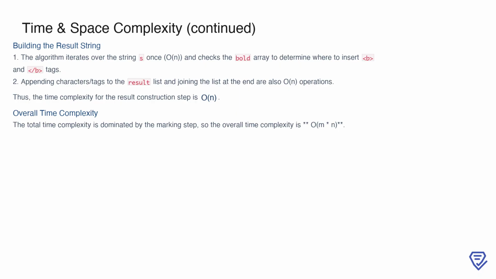Additionally, appending characters and tags to the result list is done in constant time per operation, and joining the list at the end is also an O(n) operation. Therefore, the time complexity for this step is O(n). When we combine the complexities of the marking step and the result construction step, the overall time complexity is dominated by the O(m*n) marking process. This gives the total time complexity of the solution as O(m*n).